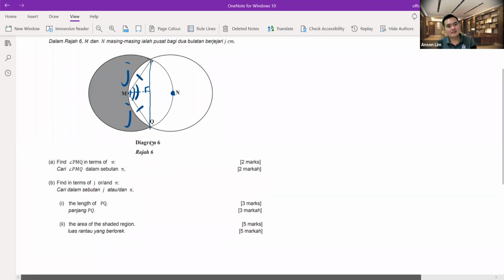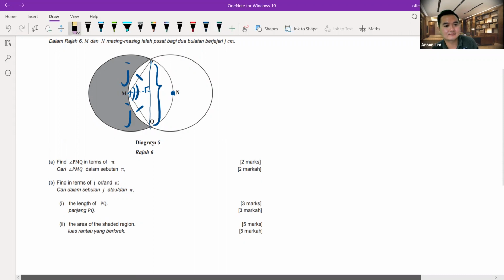Right angle triangle. Then this one, you can find without J. I mean, without a value at all. This one, you can find. So weird, no? The question. Why so weird? Because no value.